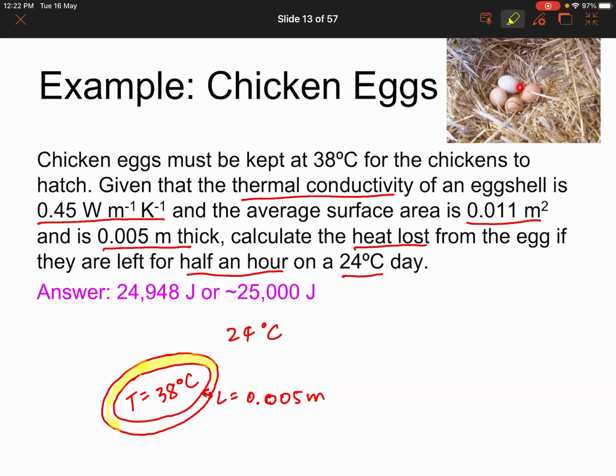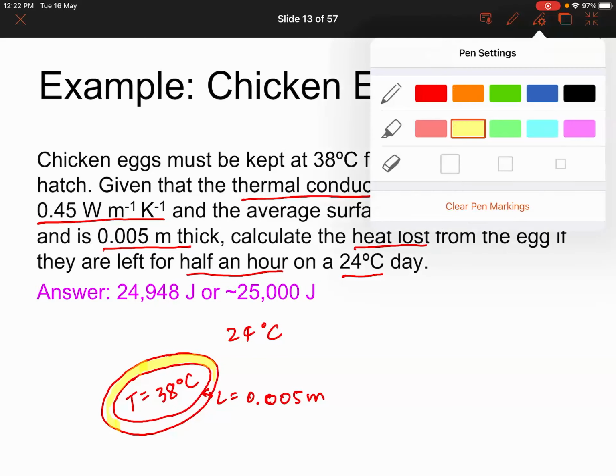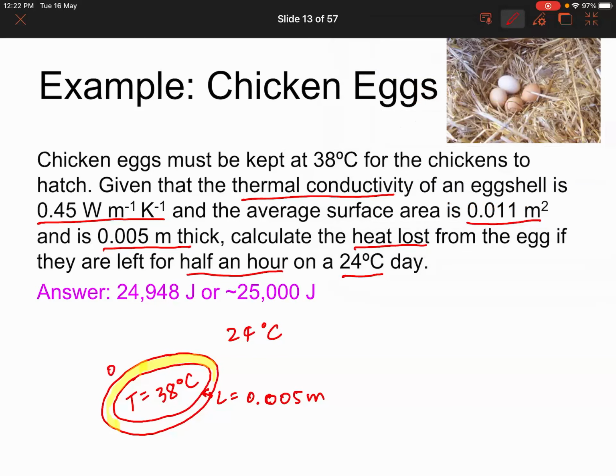Right, so the picture here just shows that it's the top part of the egg that's exposed to the air. So let's just assume it's like that, but the total area exposed to the air is 0.011 meters squared. So that's the scenario with the egg.